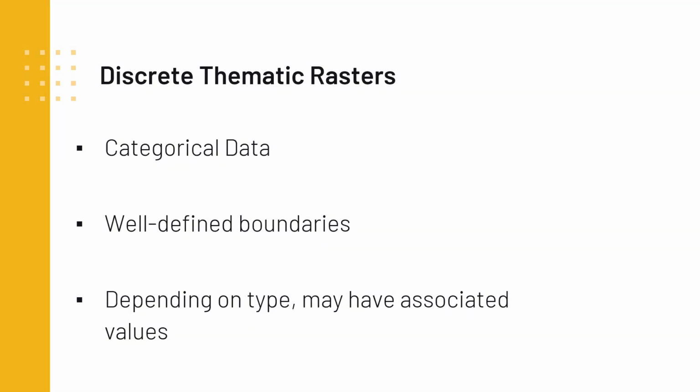So diving into discrete thematic rasters, this tends to be categorical data, has really well-defined boundaries, and depending on the type, could have associated values. So it's important to realize when using raster GIS, what's stored in the computer are numbers. Sometimes it will have an associated value indicating what that number means. So 15 may equal a land use type of recreation, for example. But remember, there's only ever one attribute, and it's stored as a number in the computer, but there may be an associated text value that goes with it.